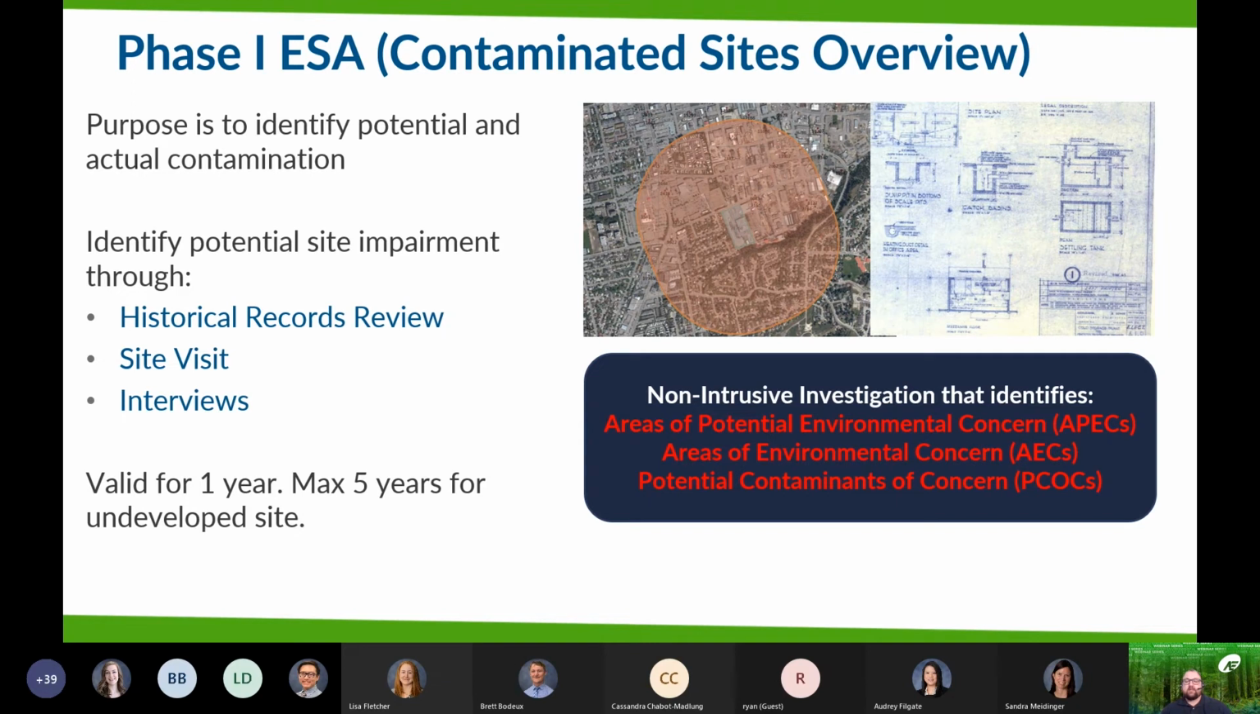In other cases, such as an undeveloped greenfield site, such as a forested area or an agricultural field, a Phase 1 ESA could be valid for up to 5 years. But after a year, a Phase 1 ESA update is required. After 5 years, a whole new Phase 1 ESA should be completed.